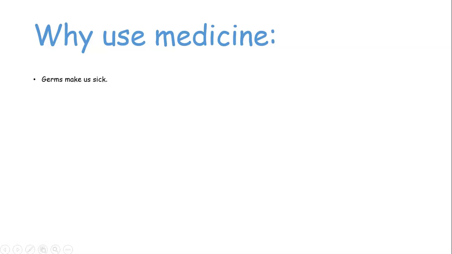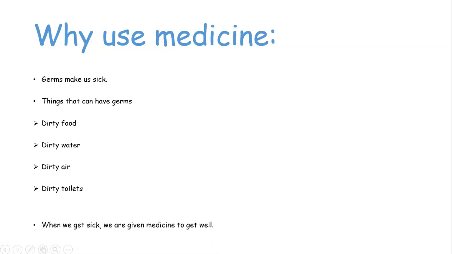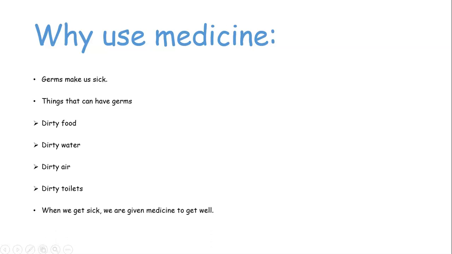Earlier we said germs can make us sick, and we looked at the things which could have germs, and we said avoid dirty food, avoid dirty water, avoid dirty air, and dirty toilets. These dirty food, water, air, or toilets have germs, and these germs make us sick. So when we get sick, we are given medicine, and that is why we use medicine to get well.